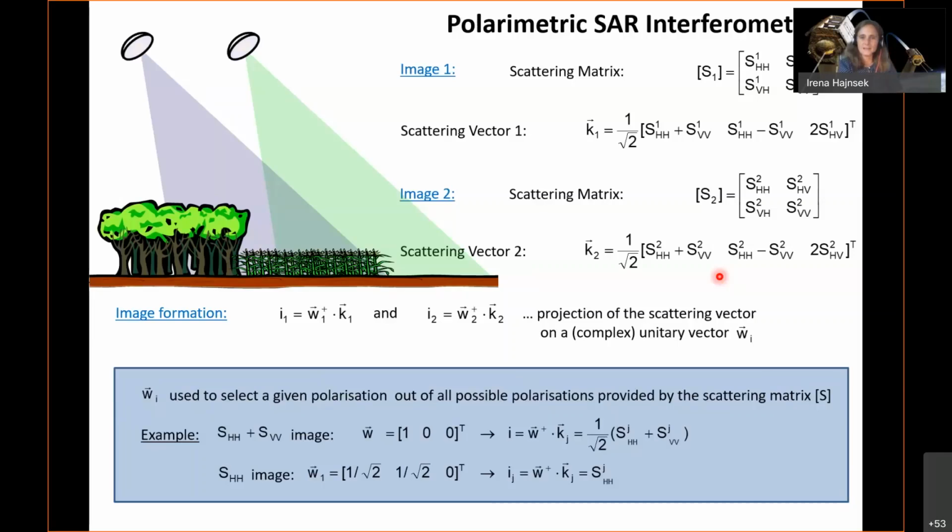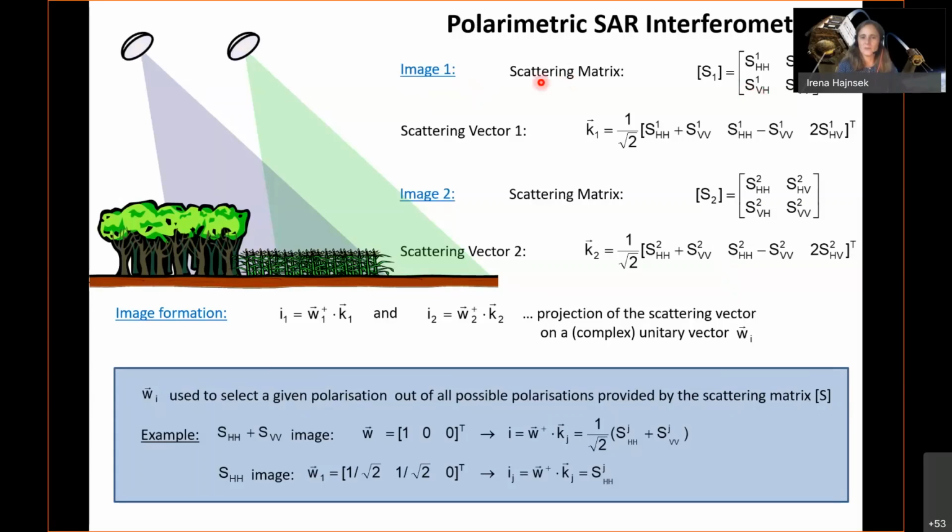Okay, but let us start a little on how we do this image formation. That's now the part on how we combine polarimetry and interferometry in terms of image formation. And this will be the next 2 slides, which I will try to explain to you very shortly and conceptually. So again, starting with image 1, here we have the scattering matrix that you already know.